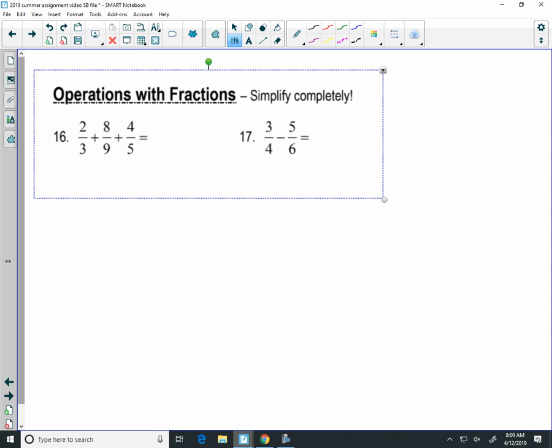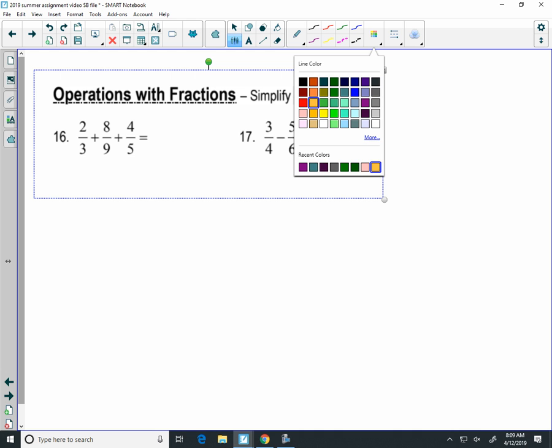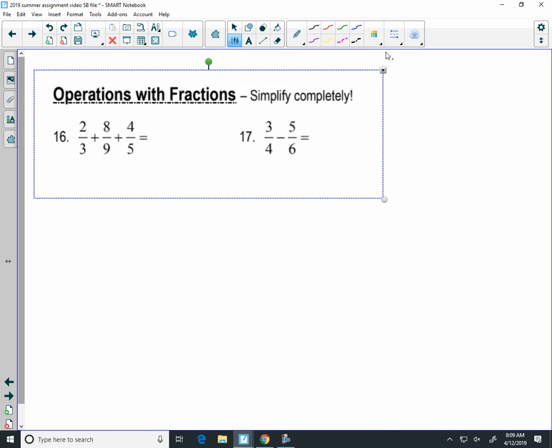All right, fractions. We have an addition problem, a subtraction problem, multiplication, and division. And really, addition and subtraction are the trickiest, right? Because you have to get a common denominator. For number 1, we have 3, 9, and 5 as our denominators.